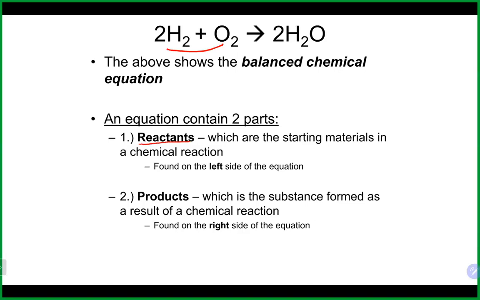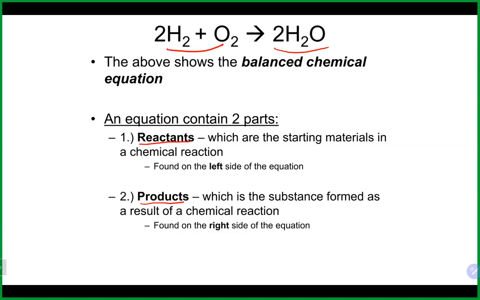Remember that in a chemical reaction, the only thing that happens is basically bonds break and you remake new bonds on the other side of the arrow. And on the other side of the arrow, which is this side, the right-hand side, those are our products, which are always found on the right-hand side of the arrow.